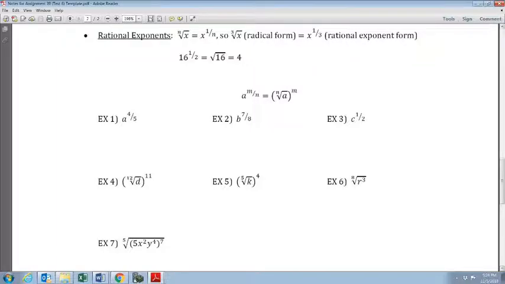We'll talk about radical expressions, and the relationship between radicals and fractional exponents. So that's what we'll do next time. So we're going to stop right here.